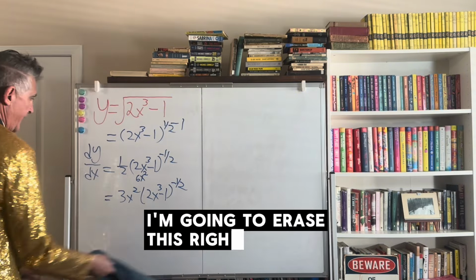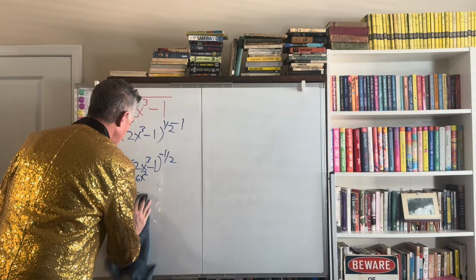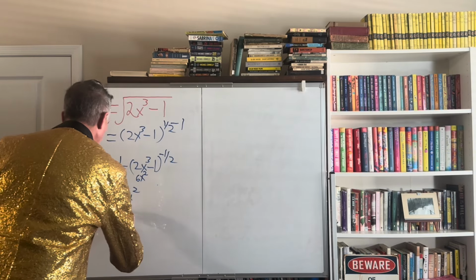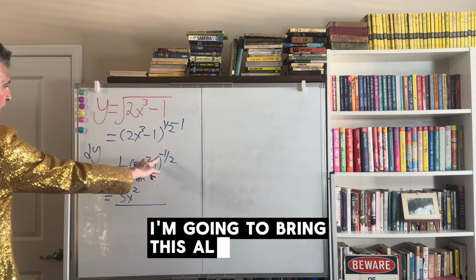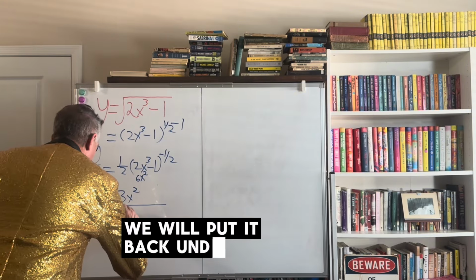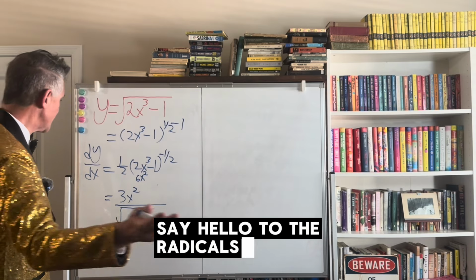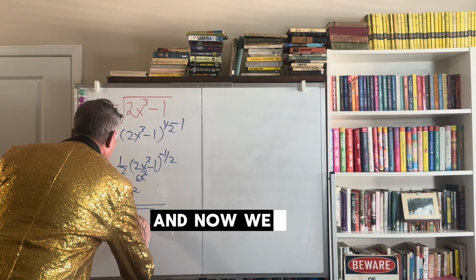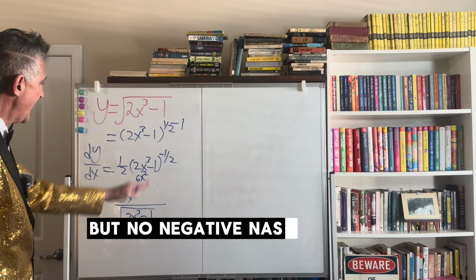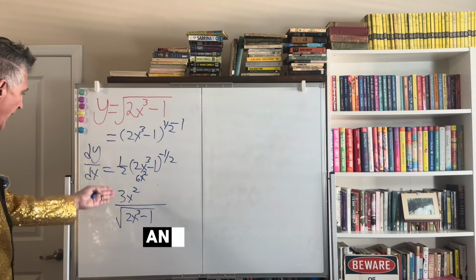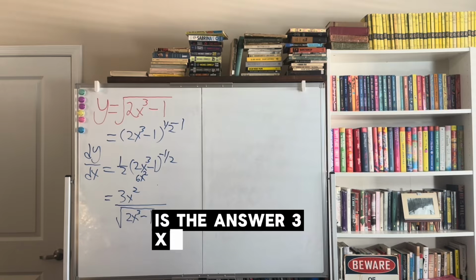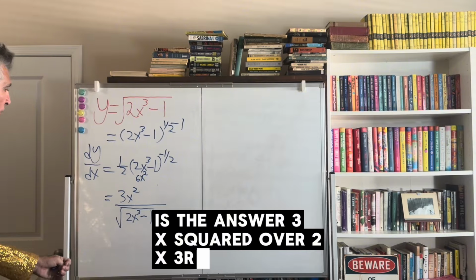I'm going to erase this part right here. All right. And what I will do, I'm going to bring this all down, eliminating this negative fractional exponent. We will put it back under our radical, say hello to the radicals again. And now we have 2x to the third minus 1, but no negative, nasty looking fractional exponents. And this, my friends, or ladies and germs if we prefer, is the answer: 3x squared over the square root of 2x^3 minus 1.